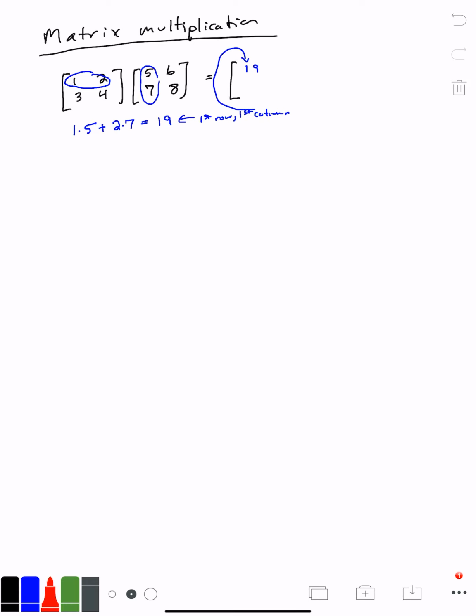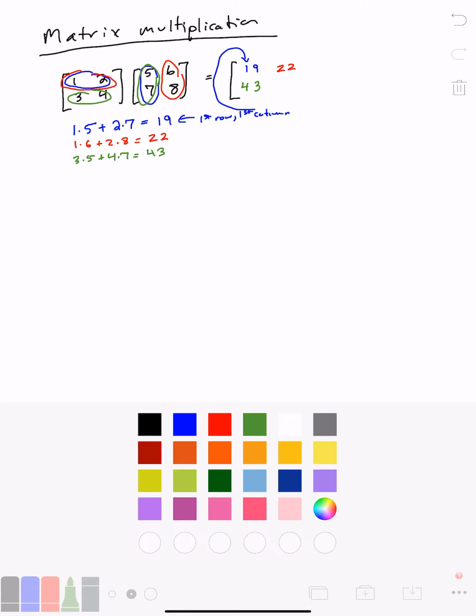And then we go to the next one. If I want to do, say, the first row and the second column, I would do 1 times 6 plus 2 times 8, which is, let's see here, 22. And that's going to go in the place of the first row, second column. And then I do this again here. I look at the second row and the first column: 3 times 5 plus 4 times 7 is 43. That goes in the second row, first column.